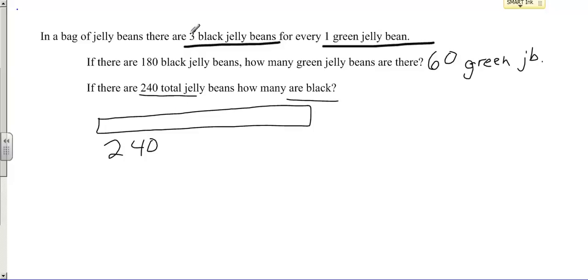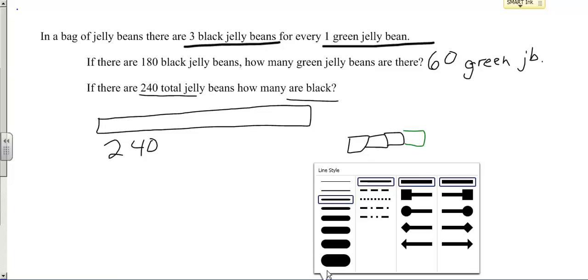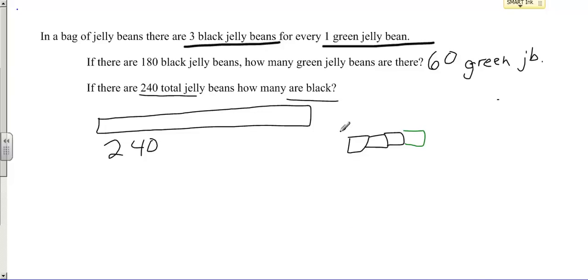Number one, I know that when I look up here, I have 3 black jelly beans for every 1 green jelly bean. So when I make that into my bar model again, I have 1, 2, 3 black jelly beans, and I have 1 green jelly bean. So when we talk about this, we want to talk about parts to a whole. So in this one, there are how many different parts? There are 4 parts. So I want to break up 240 into all 4 of these parts. I don't want to divide it by 3. I don't want to divide it by 1. I want to divide it by the total number of parts, because this says total jelly beans.